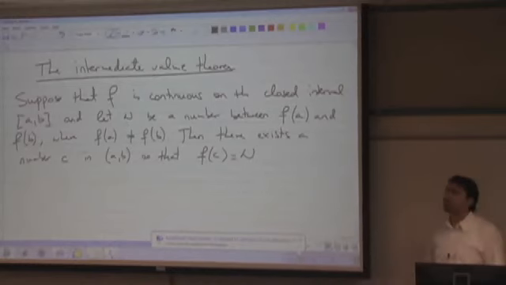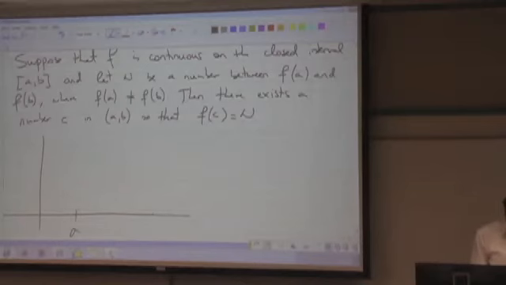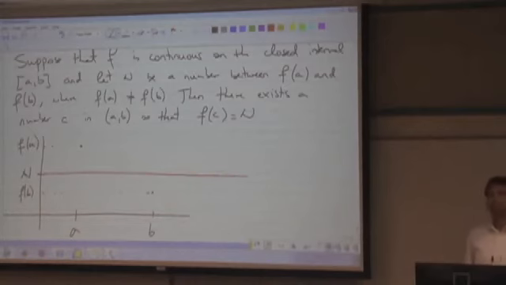It looks very wordy. Do you know what it means? What is this theorem actually saying? Well, it says something very interesting. The function is continuous on a closed interval. Let's say this is a, this is b. Should we make f(a) less than f(b) or bigger than f(b)? Bigger, okay. This right here is f(a). This right here is f(b). Pick some random N between f(a) and f(b). So let's say this right here is capital N.